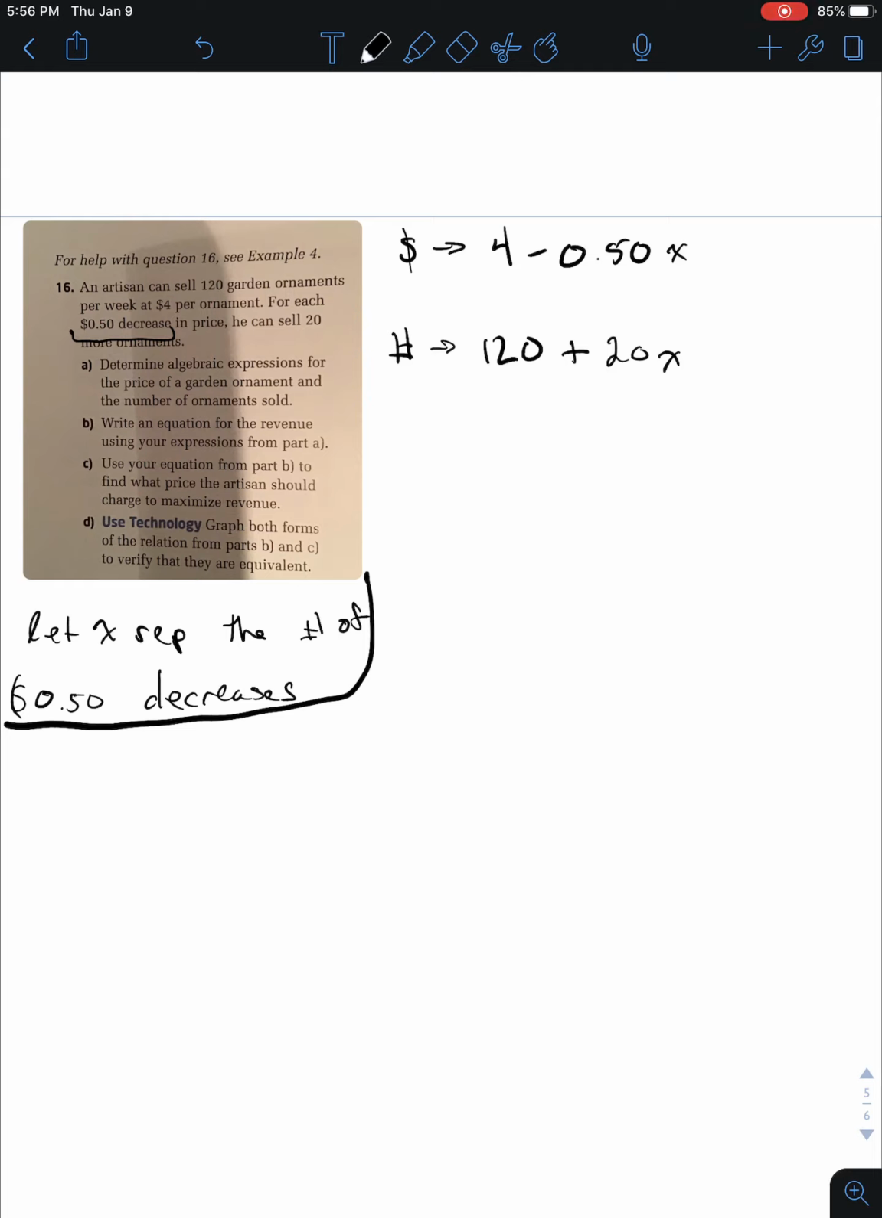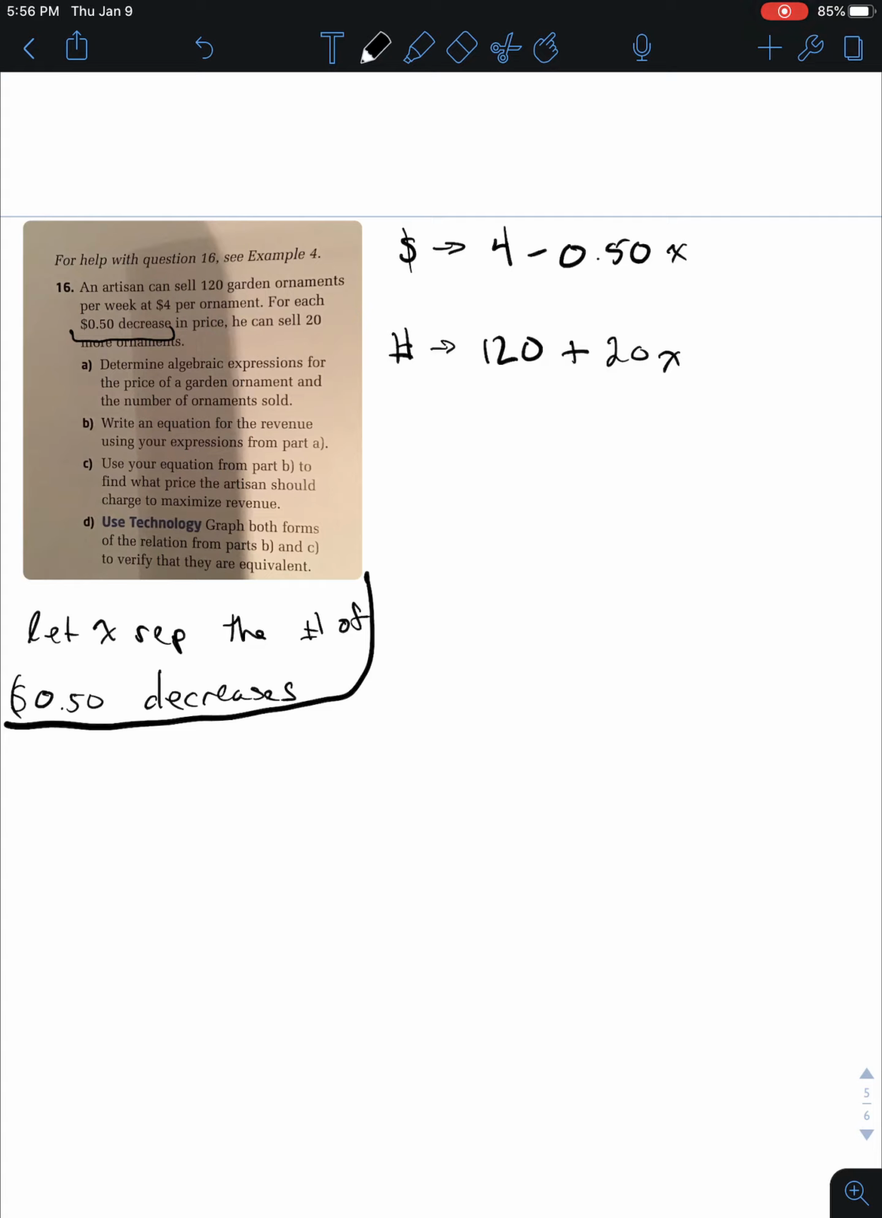So now what do you think we're going to do? What's the question asking? Okay, well, we haven't read part A. Determine the algebraic expressions for the price. We already did that. Can we foil these? Yeah, exactly. And then what?